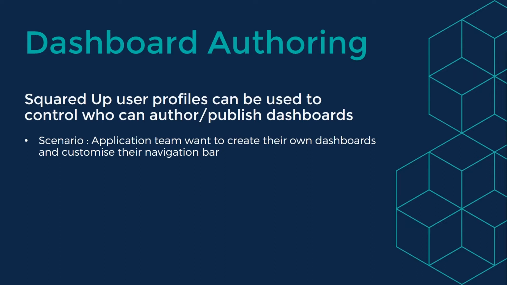So Squared Up user profiles can also be used to control who can publish and author dashboards. Typical scenario: the application team, the sales app team we were just working with, now want to create their own dashboards and customize their own navigation bar. And we can let them do that using that same profile. Basically in the UI, we have a bunch of permissions that we can add to that profile. Let's say anyone who is part of this profile is allowed to perform these operations.